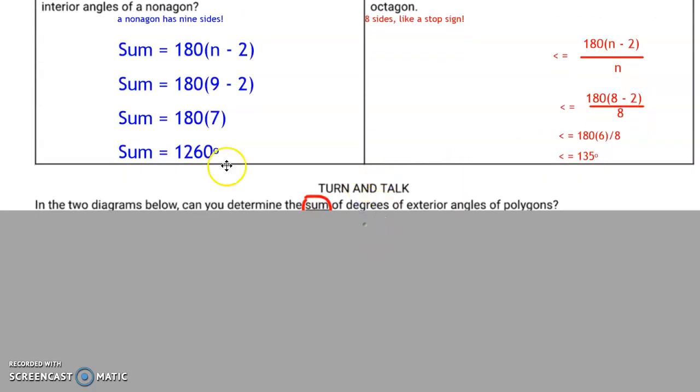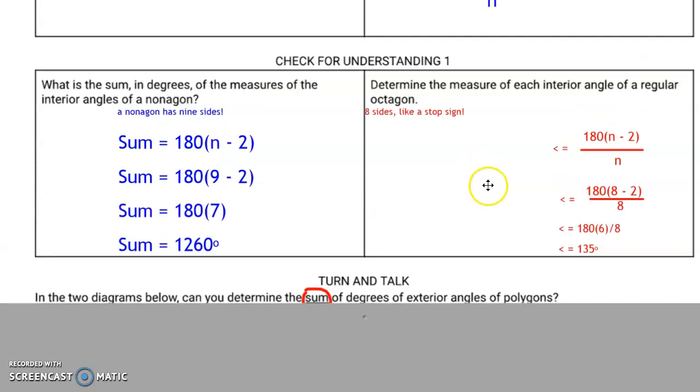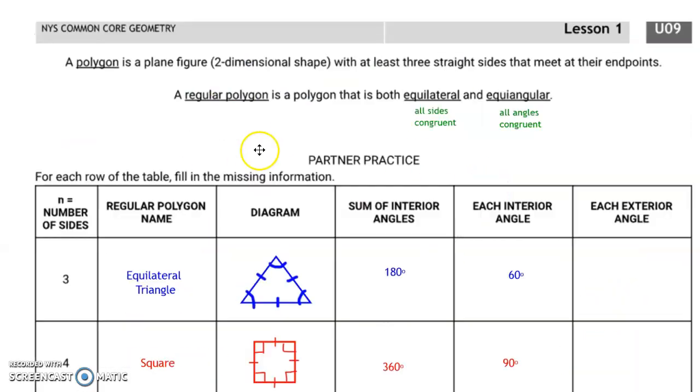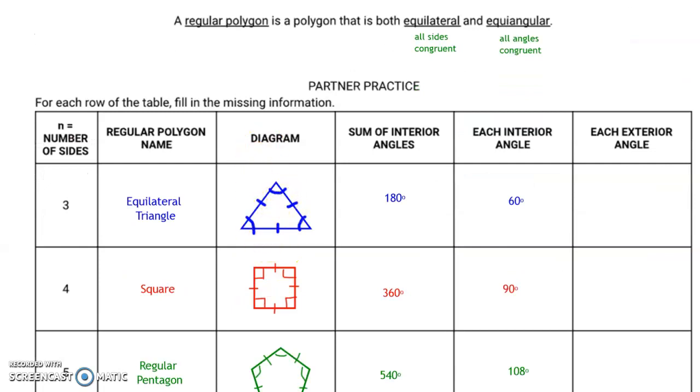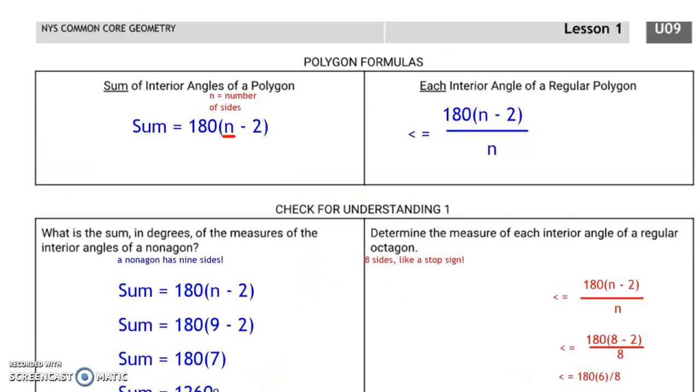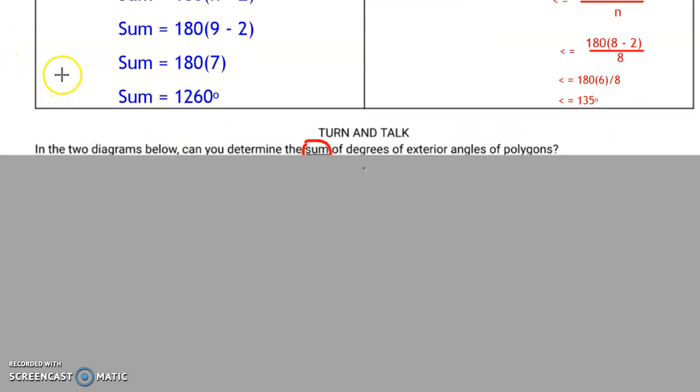Let's move on to the turn and talk. There are diagrams on your document. Take a look at the diagrams and try to determine the sum of degrees of exterior angles of polygons. Now we're not talking about interior angles like we were talking about back here. We're talking about exterior angles. An exterior angle might look like this. If I extend one of these lines out here, I know the interior angle here is 60. So what's the exterior angle? Same thing here. What's the exterior angle? Think about that, pause the video, and then see if you got it right.